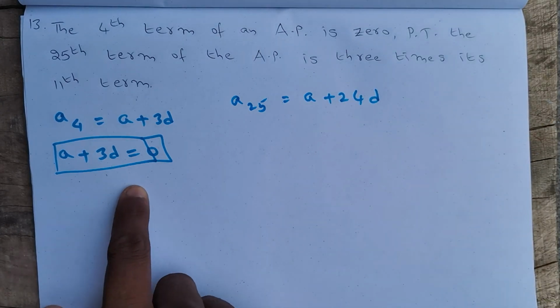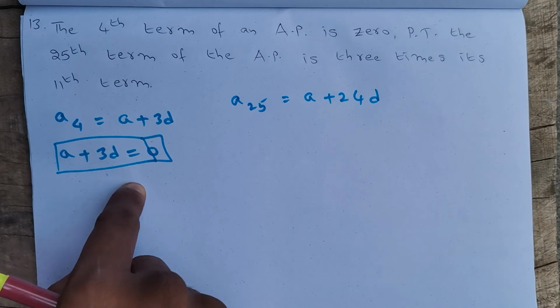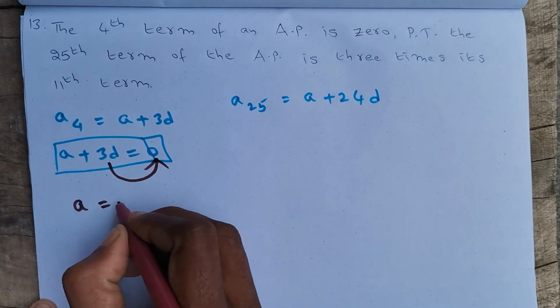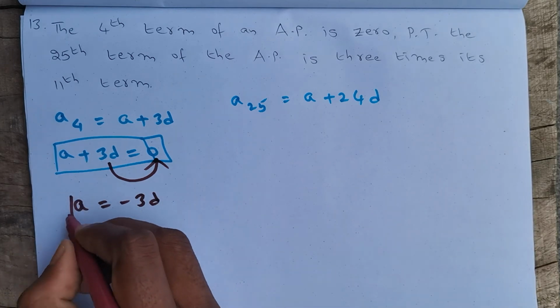Now here the first equation we got is a plus 3d equals 0. So I will make it still simpler. Plus 3d I am going to take to the right side, then it will become minus 3d. So the a value we got is minus 3d.